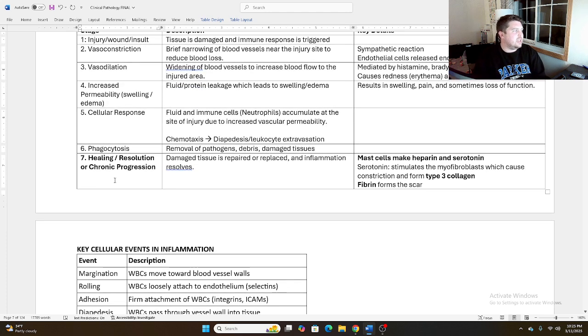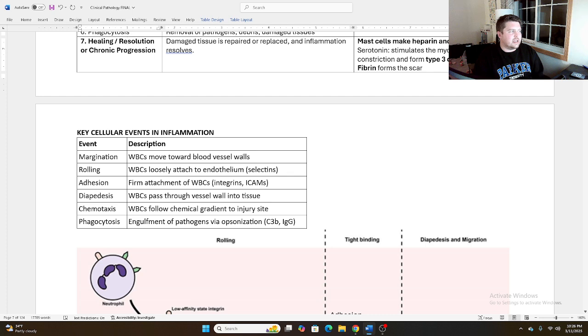And then we get either healing and resolution, where we repair or replace the damaged tissue, and we're done with inflammation, or we can move on into chronic situations where we end up having recurring and constant inflammation for long periods of time, which we'll talk about again in a little bit.